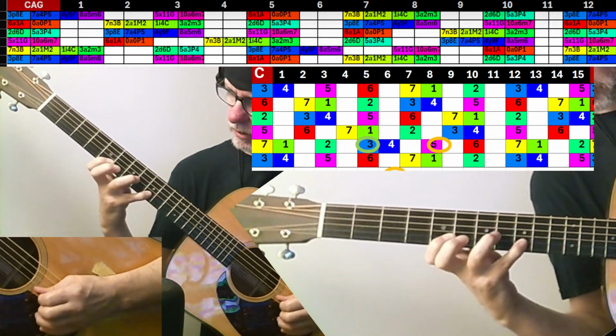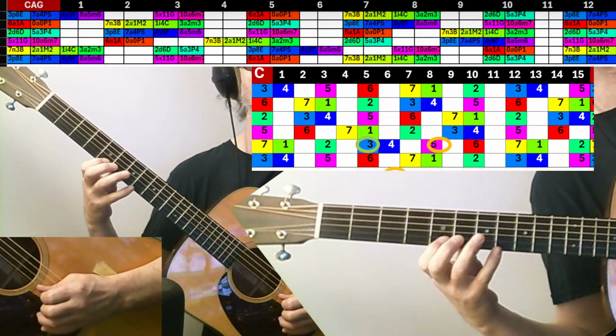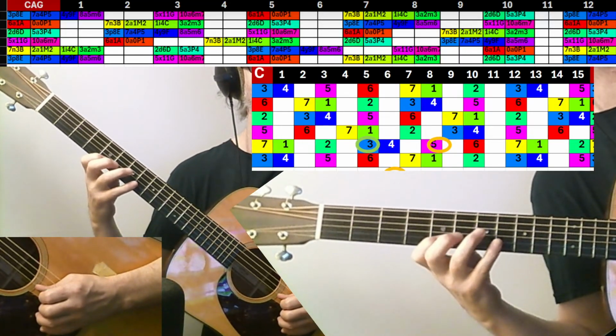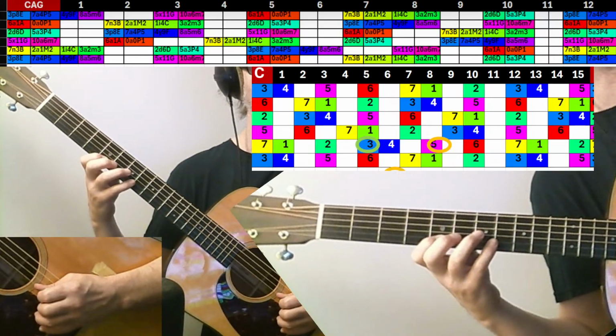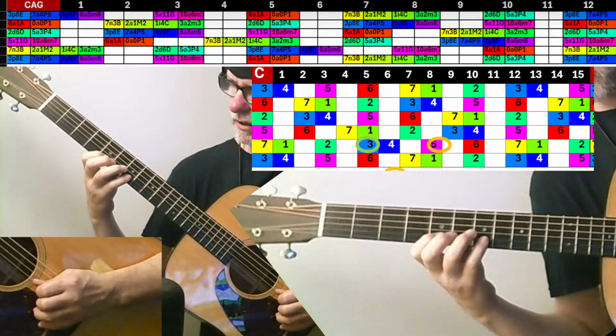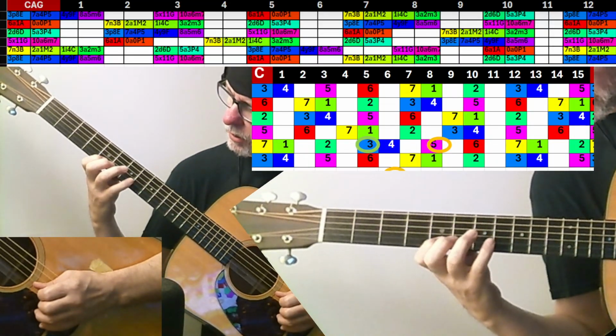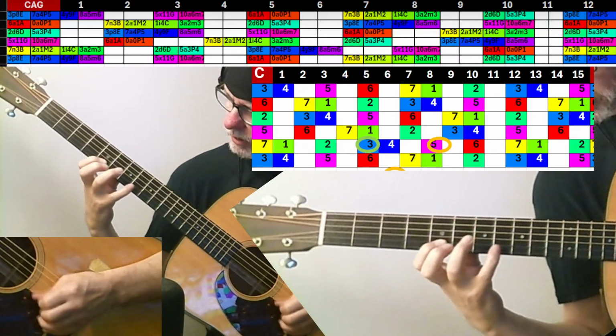Pinky smear, hammer on 8th fret, pinky smear, hammer on 8th fret, Mixolydian pinky smear to Mixolydian ocean. Wait a sec.